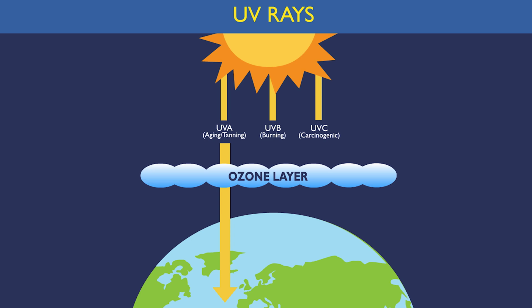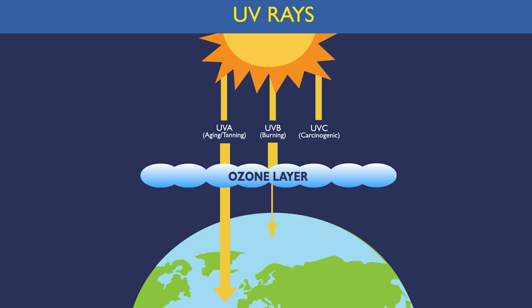The second type of UV radiation is the B rays. B stands for burning, and you can see that 90% of the burning rays are blocked by the ozone layer. That's why the ozone is so incredibly important in terms of protecting us from getting a sunburn. The B rays you can also see are much shorter. The B rays just hit the top of our skin.